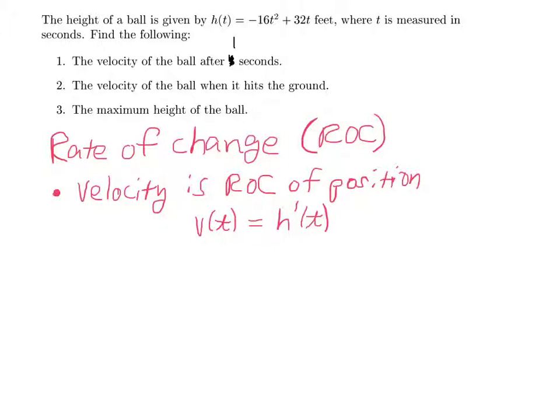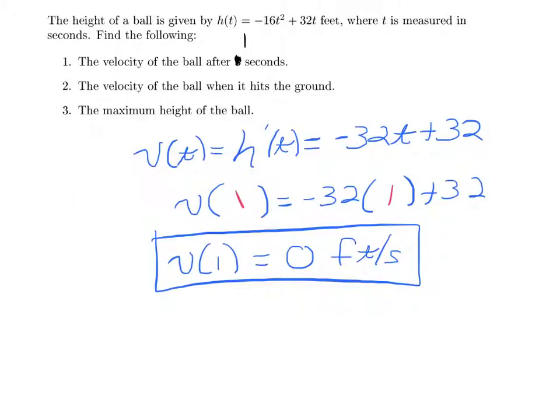Recall that velocity is the rate of change of position. Loosely speaking, velocity is the rate of change of the height in this case. So the velocity is the first derivative of the position function. If we're going to find the velocity of the ball after 1 second, we take the derivative of the height, and that's minus 32t plus 32. Then we plug in 1 here, work that out, and we get that the velocity after 1 second is 0 feet per second.